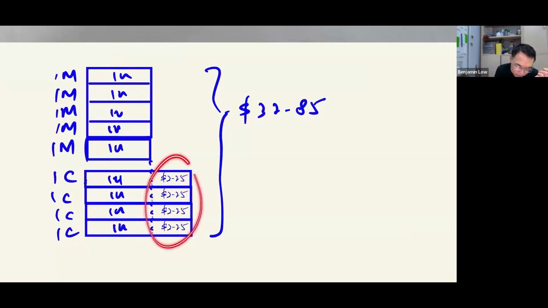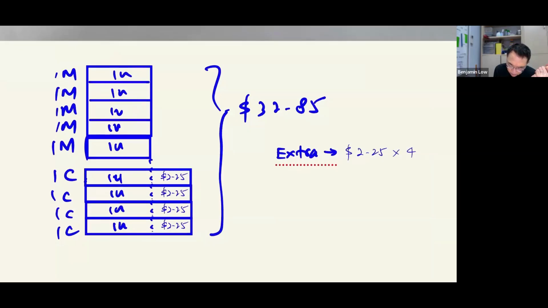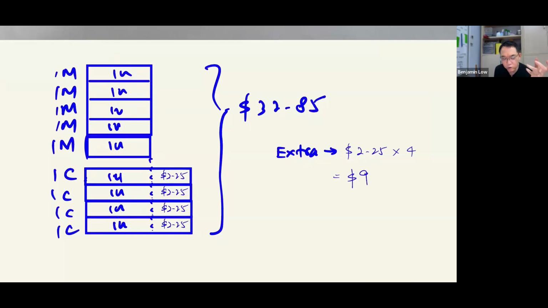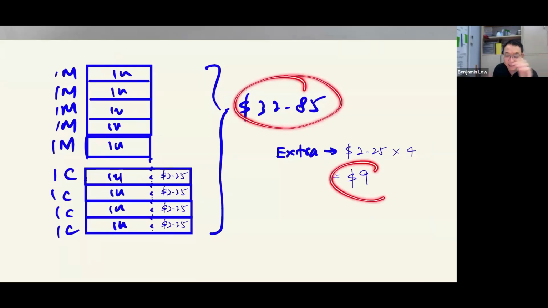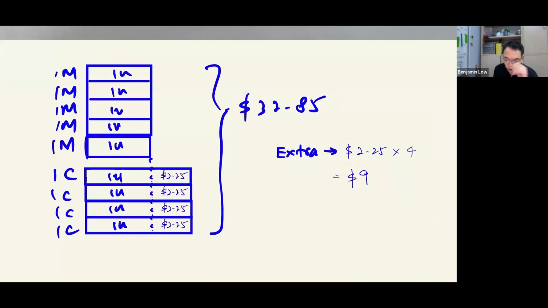Now, how much is the extra? I'll give you a moment. You can pause this. Are you back? Okay. Answer is $9. Okay, then what do we do? What did I say just now? You need to remove the extra. So therefore, you take the total, you remove the extra. This is a standard step. Always got the same thing.